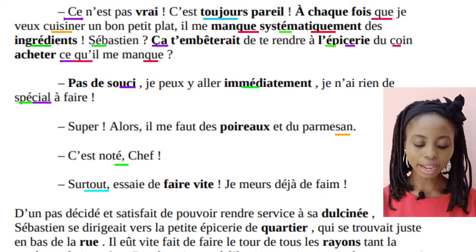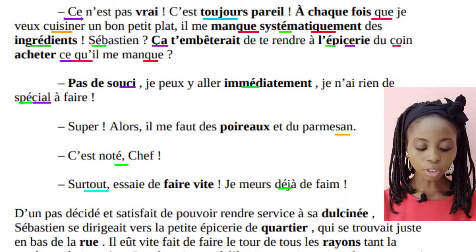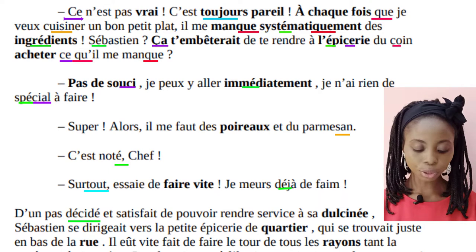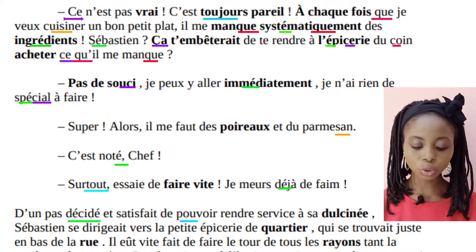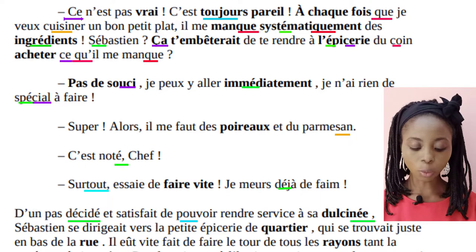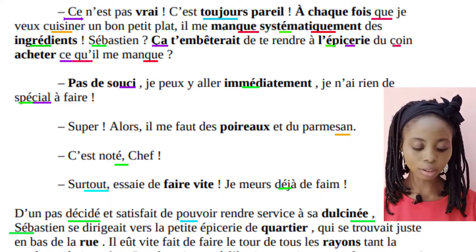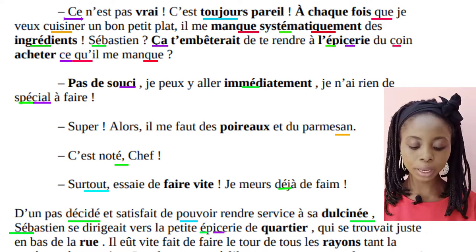Essaye de faire vite. Je meurs déjà de faim. D'un pas décidé. So don't forget our E accent aigu. Décidé et satisfait de pouvoir, don't forget our U sound, rendre service à sa dulcinée. Don't let us forget our E accent aigu. Sébastien, our E accent aigu, se dirigeait vers la petite épicerie. Don't let us forget our E accent aigu.